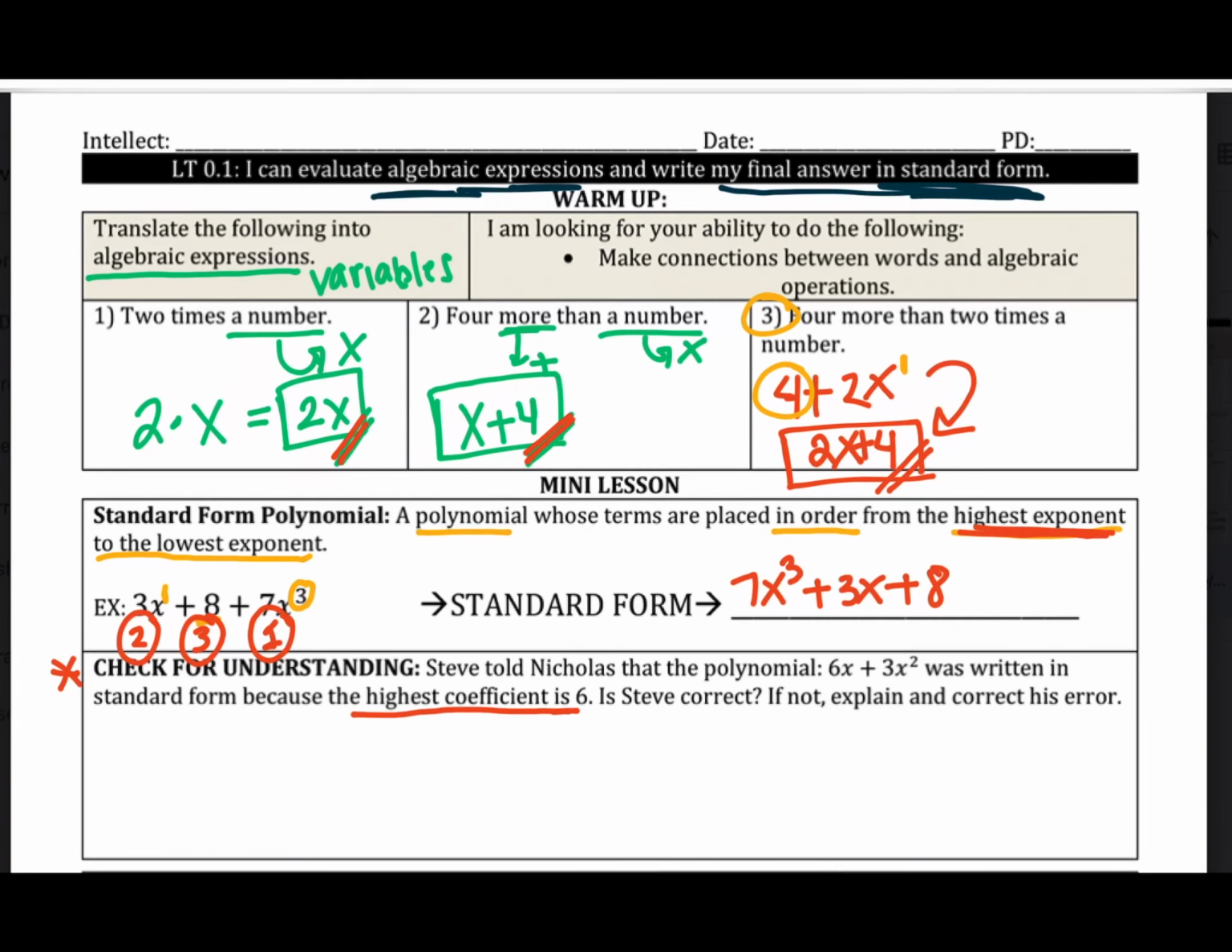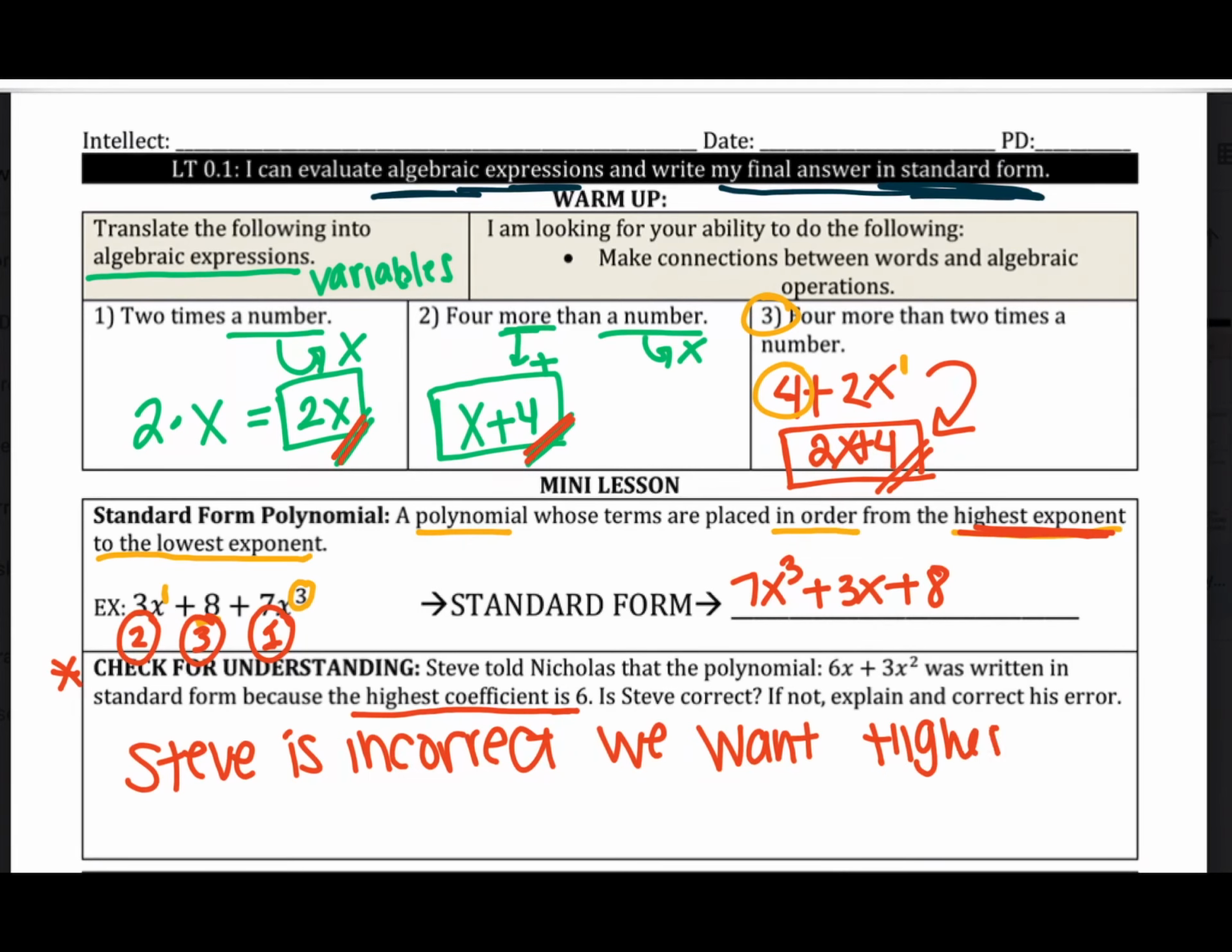In this case, Steve is actually incorrect. We actually want the highest exponent. We want the highest exponent first, and not the highest coefficient.